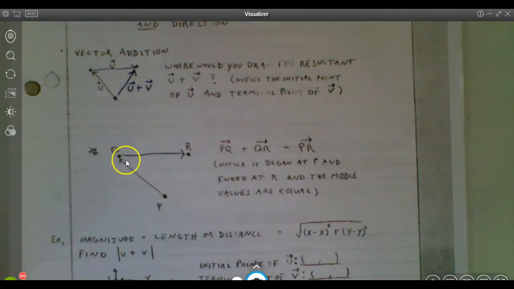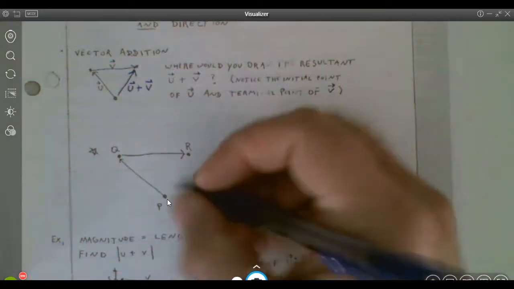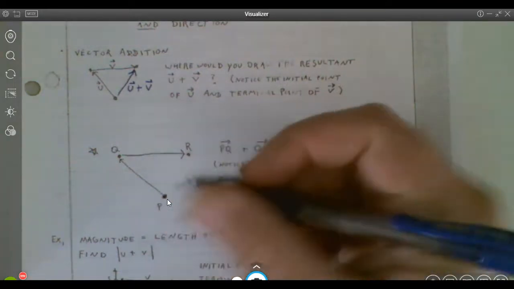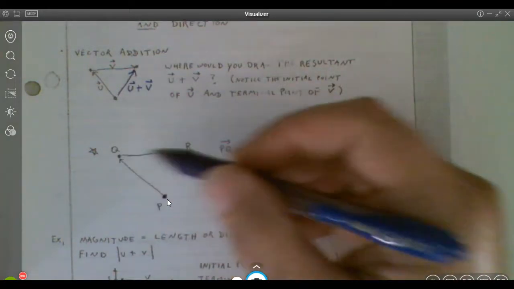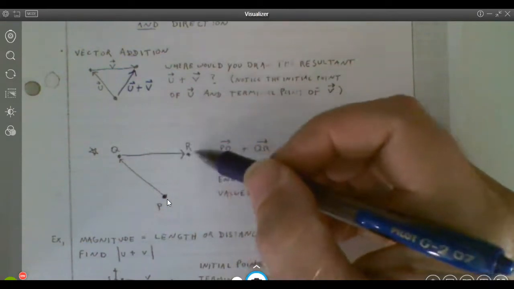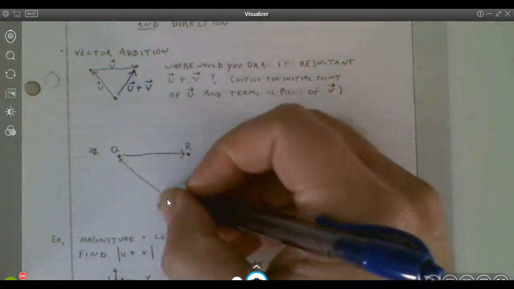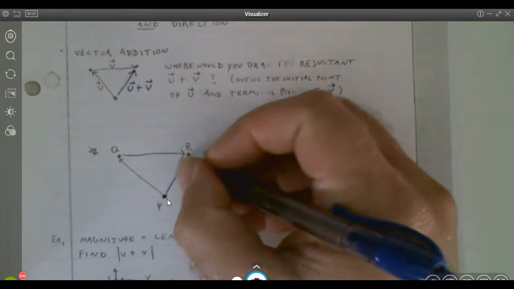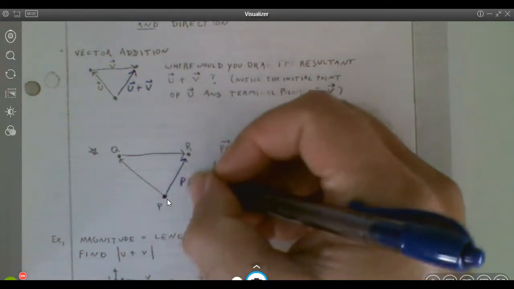So they call this first one PQ. We are adding that to QR, and what would be the result? Well, just like the one that you saw right here, the initial point of the sum of those two vectors started at point P, and then the terminal point of the sum was right here at point R. This is where it eventually ended. So the resultant would be vector PR.